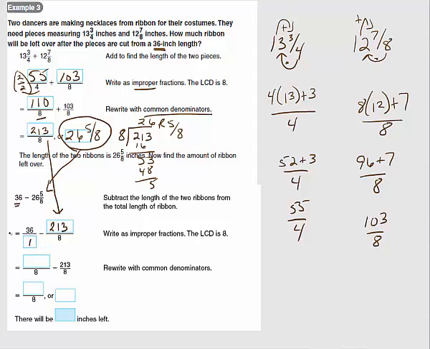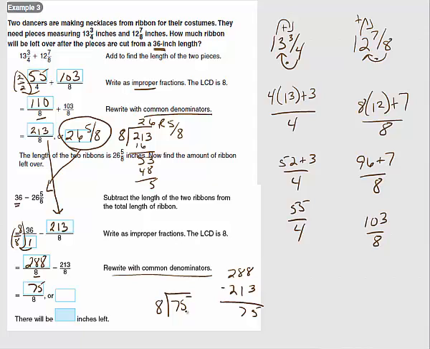I have a 1 and an 8. Again, it's easier for me to use the least common denominator in this case instead of multiplying them together, although it wouldn't make much difference with the 1. 8 times 1 is 8. 8 times 36 is 288. So they're now rewritten with common denominators. I can go ahead and subtract them. 288 minus 213 is 75.